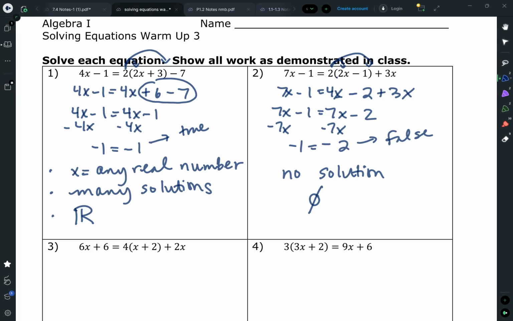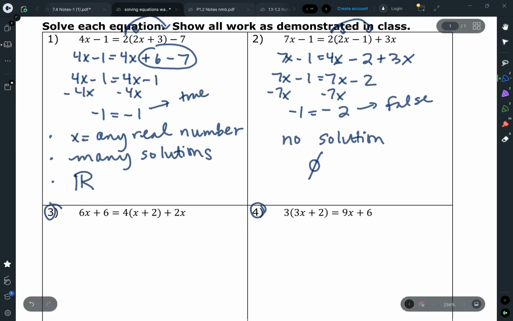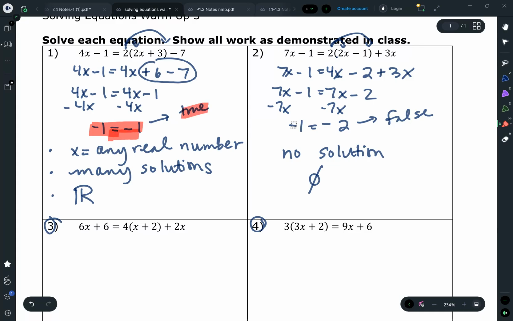Okay, so I think what I had planned then, if I remember correctly, is for you to do 3 and 4 on your own. So go ahead and try 3 and 4. So remember, these weird problems are when we have the same amount of x on both sides, and so it completely zeroes out. And we're left with only numbers. So like in this one, -1 equals -1 was true. This one, -1 was equal to -2, which was false. So you try 3 and 4 and then check your answers.